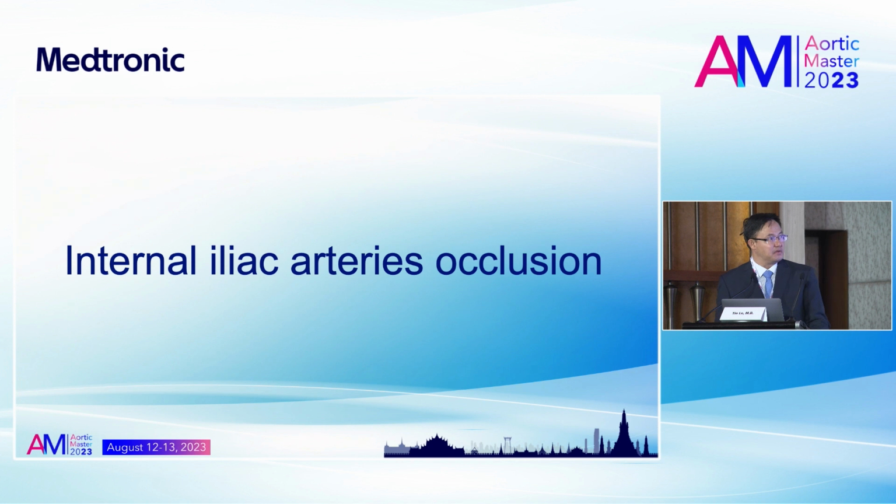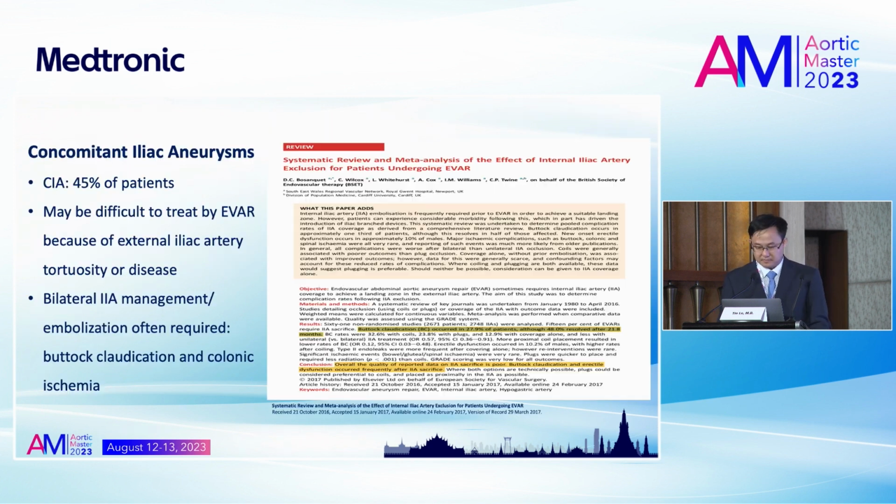I just want to talk about internal iliac artery occlusion. In abdominal aneurysm, the disease extends to the common iliac or beyond, and that is very important to define. Occlusion of the internal iliac needs to be done in some of these cases. Another author found common iliac aneurysm in 45%, which is very difficult, and you need to extend into the common iliac artery.